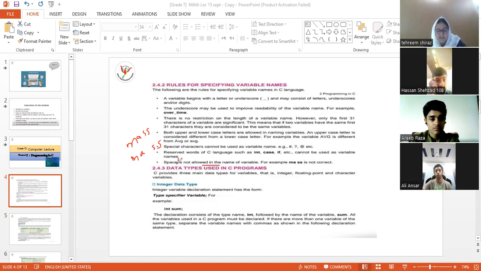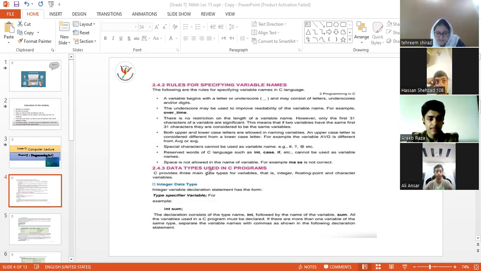Now there are some data types used in C programs. What are data types? Data types are used in the programs to declare the variables. Actually, there are two types of data types, primary and secondary.